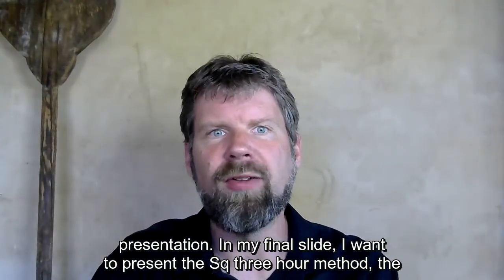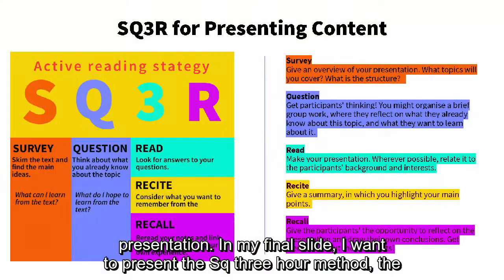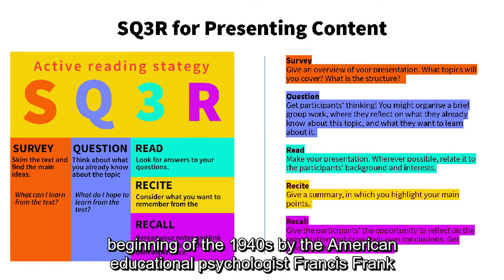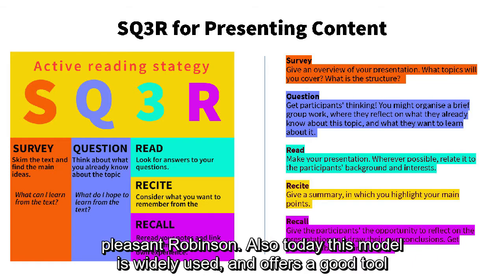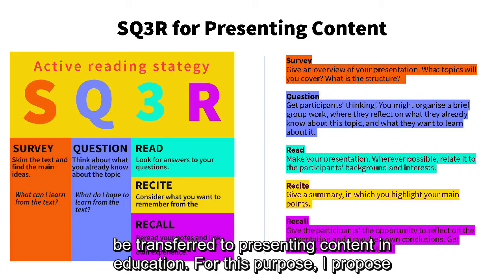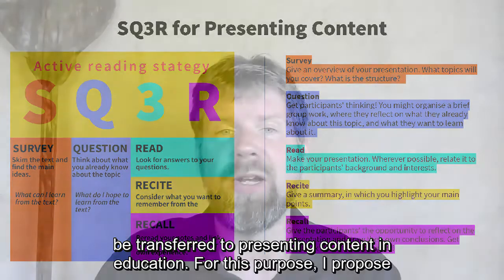In my final slide, I want to present the SQ3R method, a widely popular active reading strategy that was developed way back in the beginning of the 1940s by the American educational psychologist Francis Pleasant Robinson. Also today, this model is widely used and offers a good tool for learning in a brain-friendly manner. I believe that this strategy can nicely be transferred to presenting content in education.